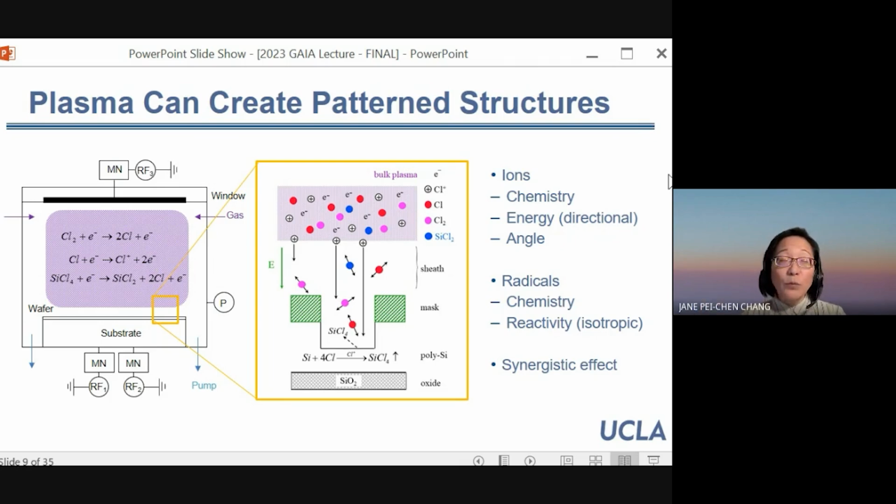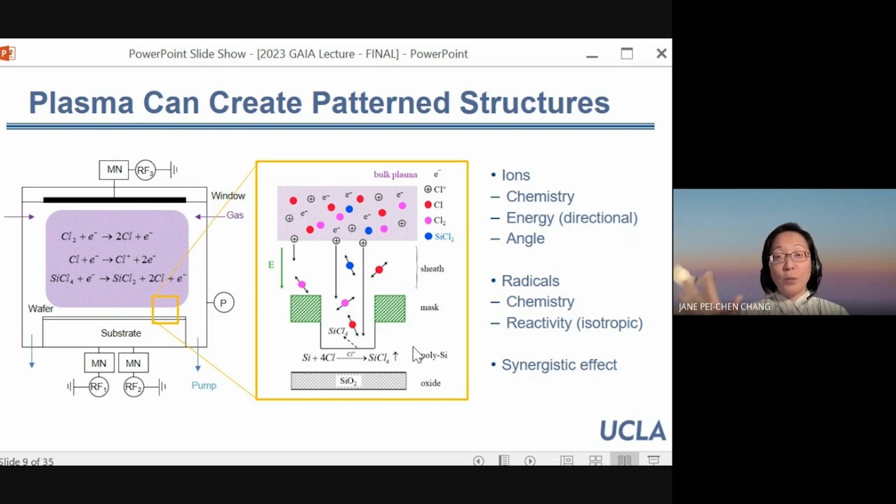Because electrons move much faster than anything else, because the electron has very, very small mass, they are going to reach the surface, build up a potential, repel the incoming electrons, accelerating the incoming positive ions until they reach equal flux. And this provides an intrinsic electric field towards the surface. This particular field is very important because it allows the positive ions to be accelerated almost 90 degrees normal to the surface. So most of the chemical reactions are isotropic.